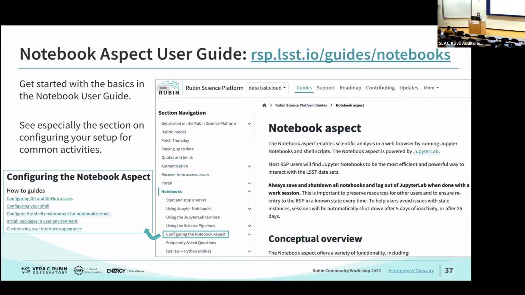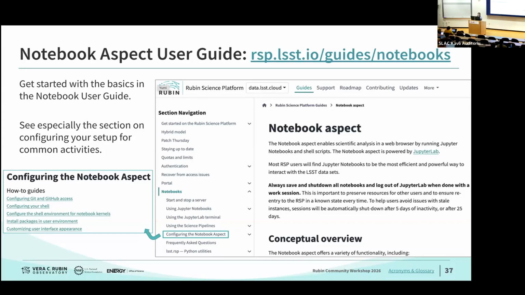And the notebook aspect is like your mini computer in the cloud. So you have your own work environment there. So you don't need to download your data. You just log into the RSP and then start the notebook aspect, and then you can configure your work environment. So in the rsp.lsst.io documentation page, there is a how-to guide for configuring your work environment. So for example, you can configure your GitHub repo access from your RSP account, and also you can configure your shared environment.